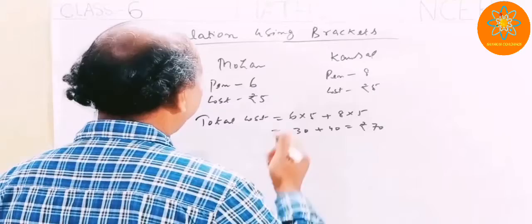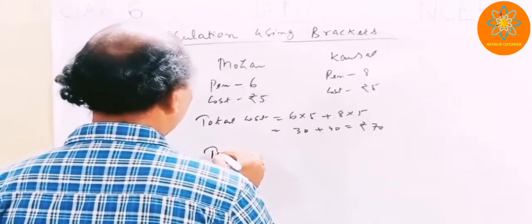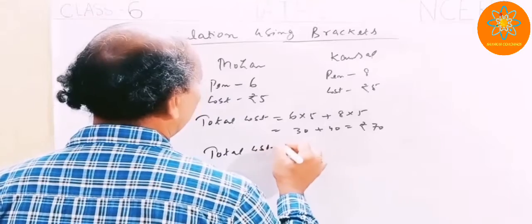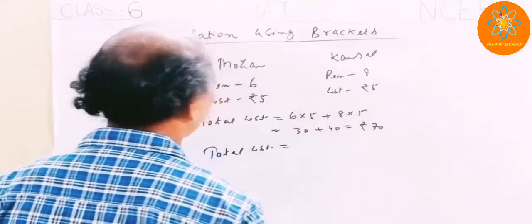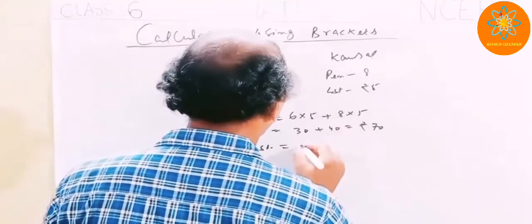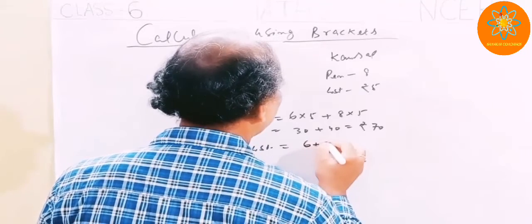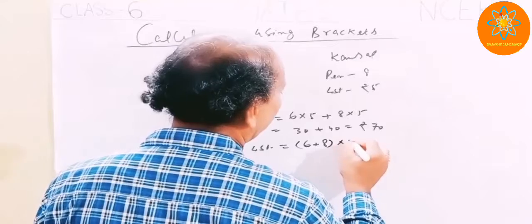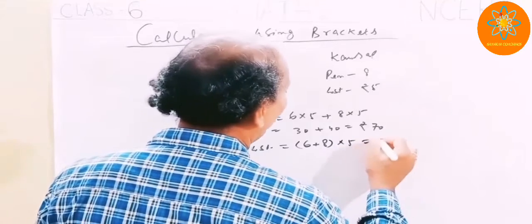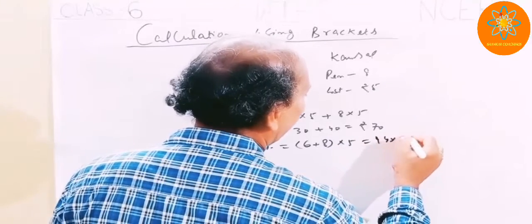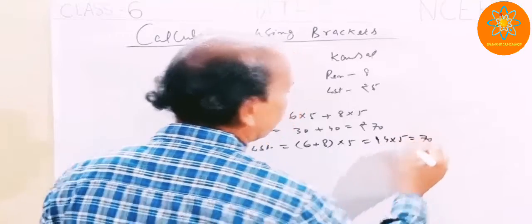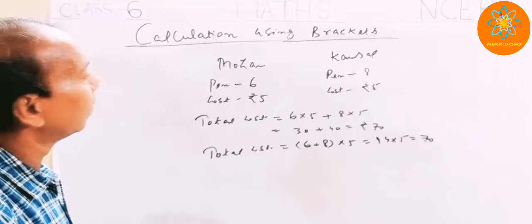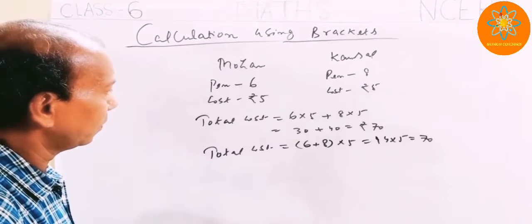With the help of brackets, I can write the total cost in this way also. Total pen, I can write (6 plus 8) into 5. This is 14 into 5, which again comes to 70. So this is the use of the bracket in calculation.